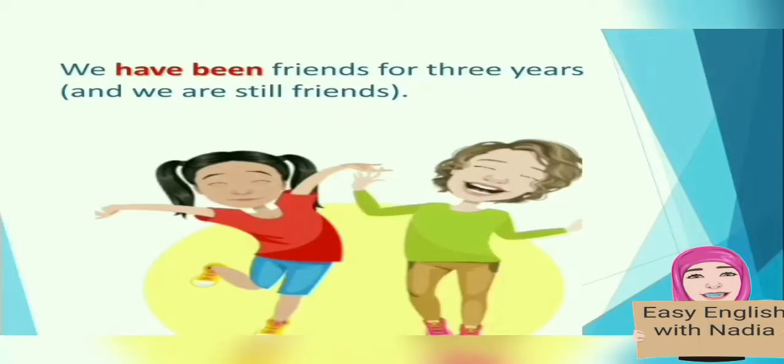We have been friends for 3 years. When I say we have been friends for 3 years, I mean that we are still friends. This is an example of an unfinished time. That's why we use the present perfect. We have been friends and we are still friends. Okay? So this is an example of an unfinished action.